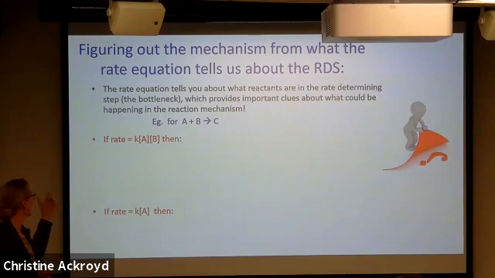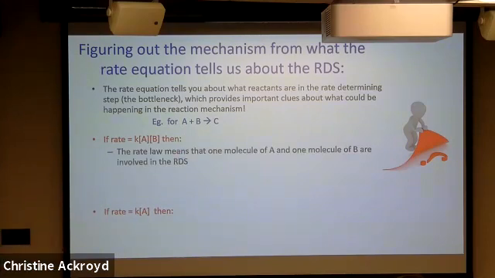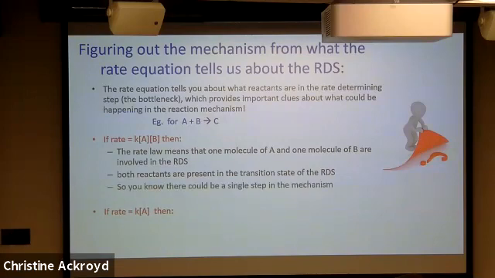Is it possible to do that reaction in a single elementary step? Yeah, it is. So we have one molecule of A and one molecule of B involved in the rate determining step, which tells you both reactants are present in the transition state of the rate determining step. So there could be a single step in the mechanism.